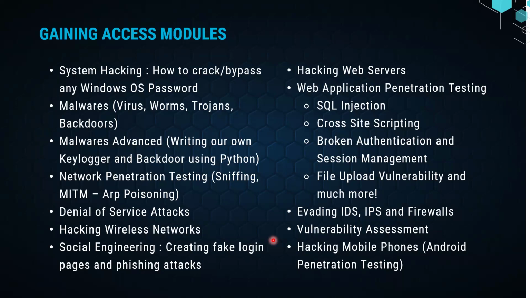Then comes evading techniques. Every organization already has some security measures: firewalls, intrusion detection systems, intrusion prevention systems. If they're working perfectly fine, that's good. That's what we need as well. But if these devices contain any misconfigurations or loopholes, hackers can bypass or evade them. So we'll practically learn how to check for those misconfigurations. And if they do exist, how do hackers bypass these security measures?